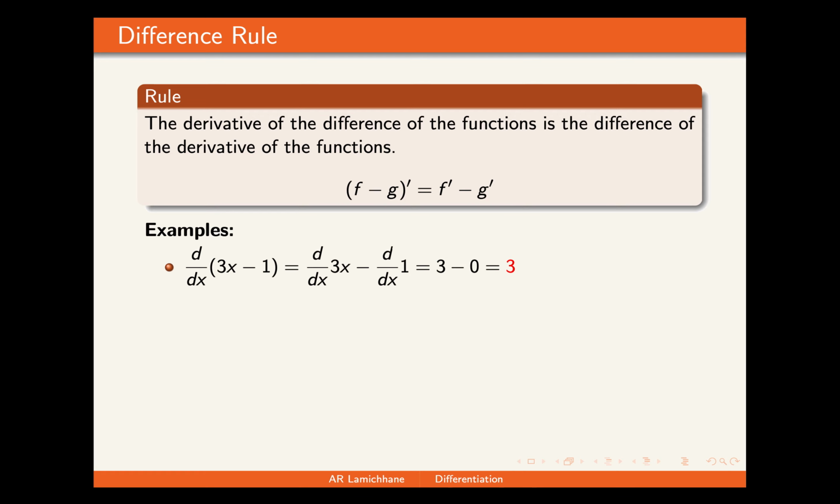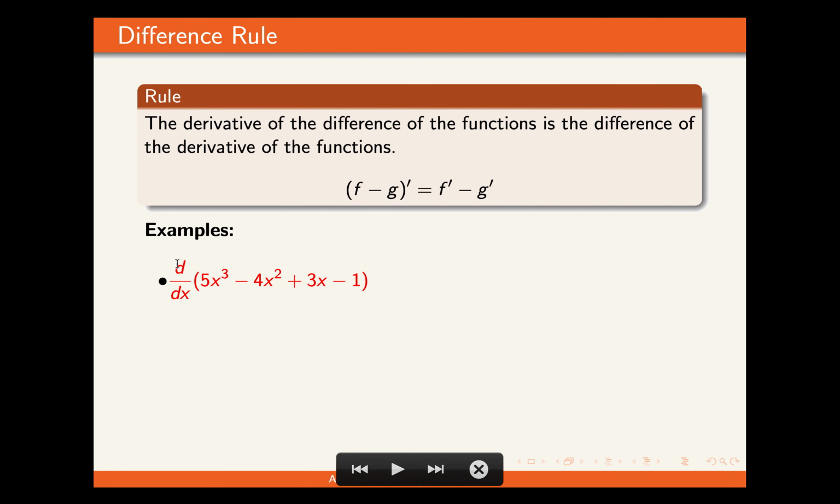Let's see one more example. Our goal is to find the derivative of 5x cubed minus 4x squared plus 3x minus 1. By looking at the previous example, you might have realized that when we have the difference of functions, we do term by term differentiation. At the same time, earlier we learned what the sum rule means. The sum rule also says we can just differentiate term by term. So if we combine those two rules, because here we have differences and sums of functions, we can just differentiate term by term.